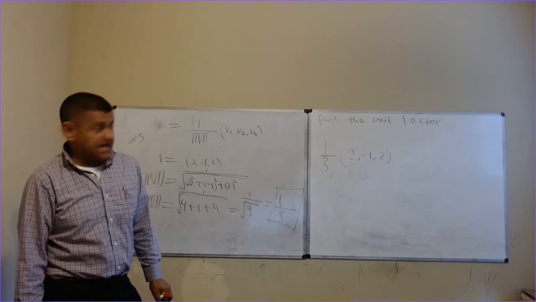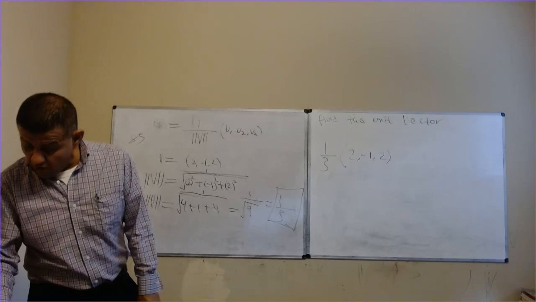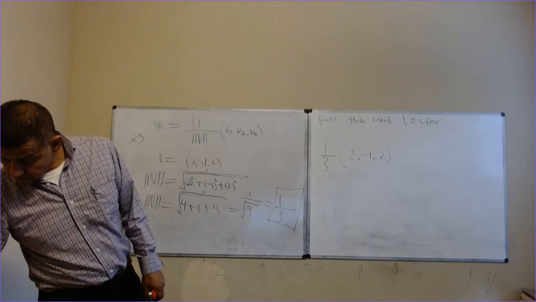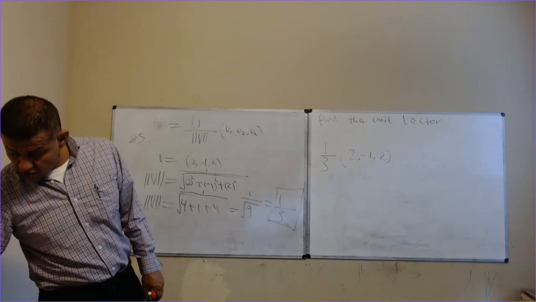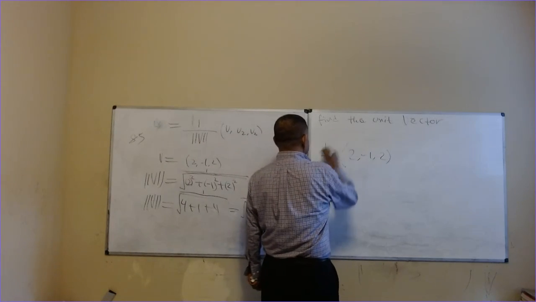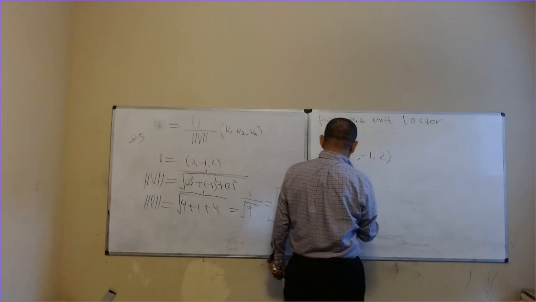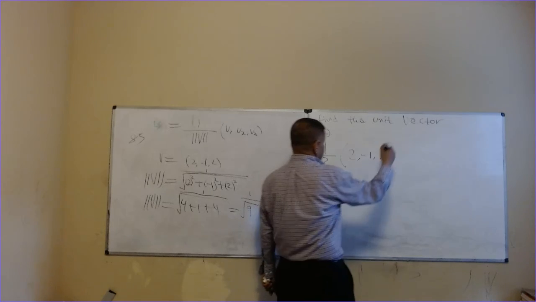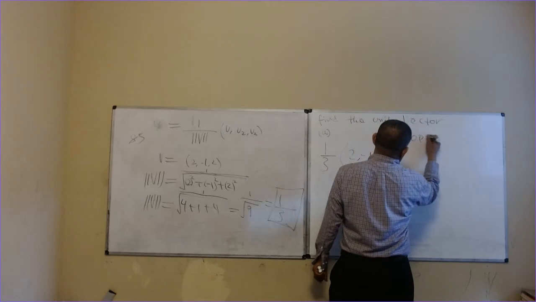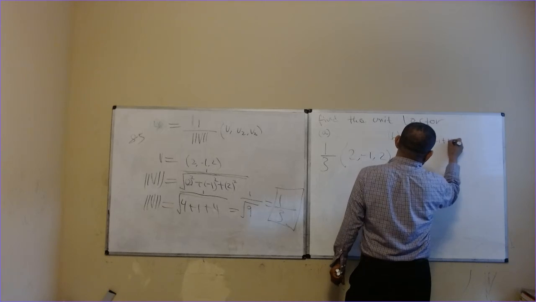Then we do number 87, which is similar. Oh, but before that, they want us to do the opposite direction. So this is part A. For part B, they want us to do the opposite direction.